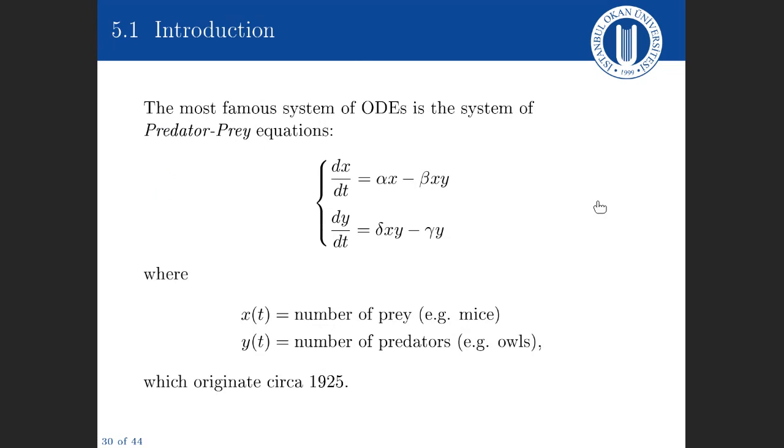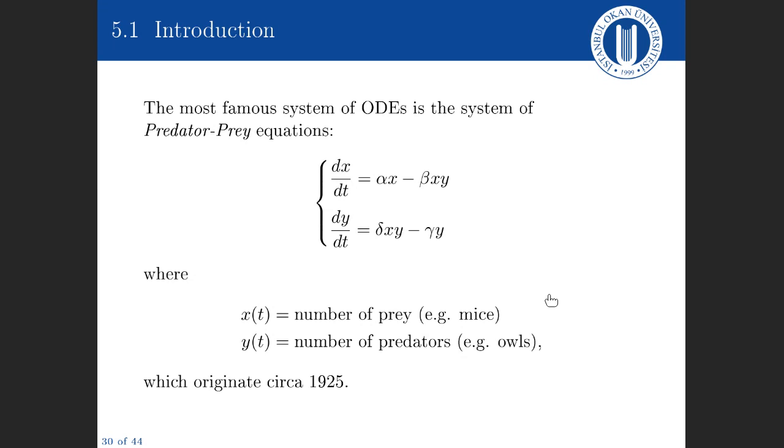Let me show you another system of differential equations. Perhaps the most famous system is the predator-prey equations. dx/dt is some constant times x minus some constant times xy, and dy/dt is a constant times xy minus some constant times y, where x(t) is the number of prey and y is the number of predators. For example, we looked at an example right at the start of this course with mice and owls, where the owls were eating the mice.